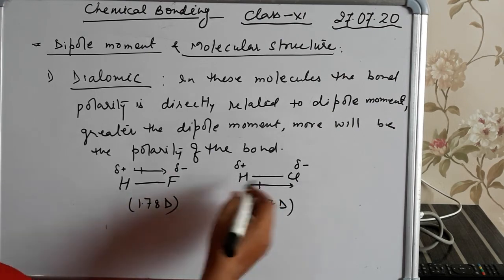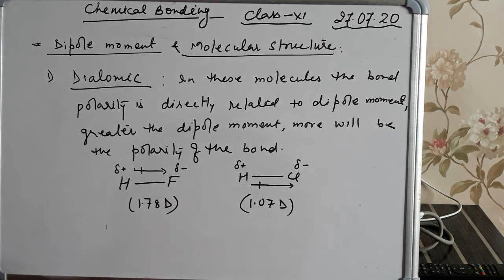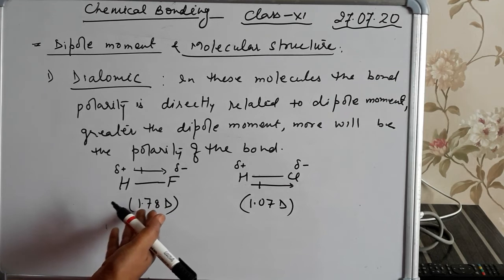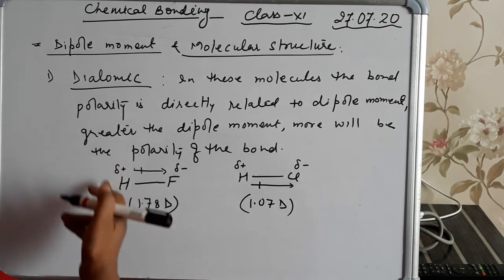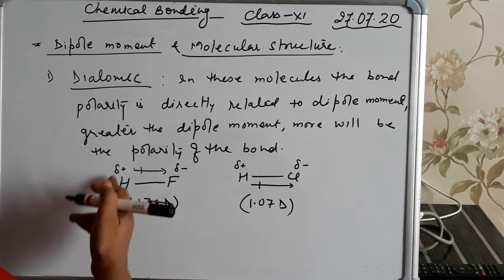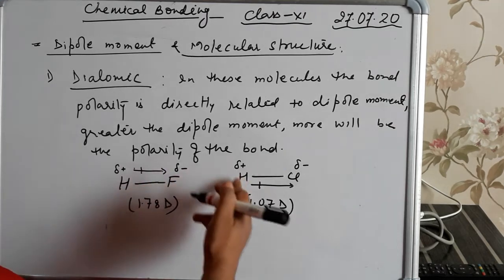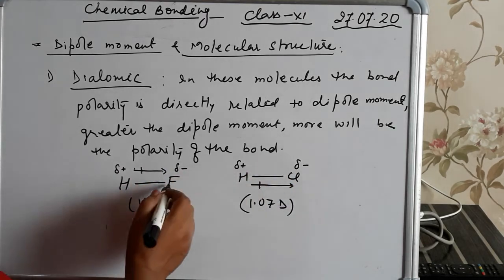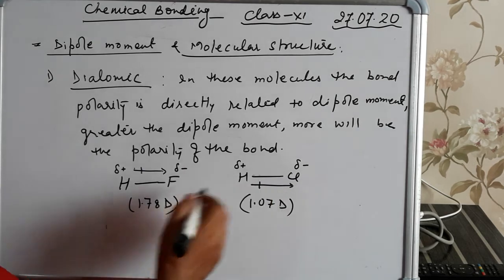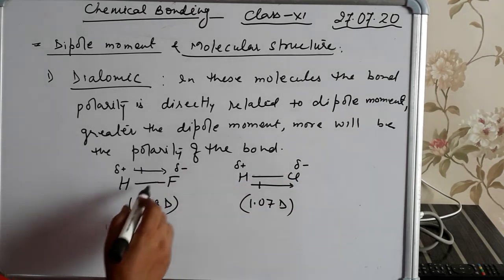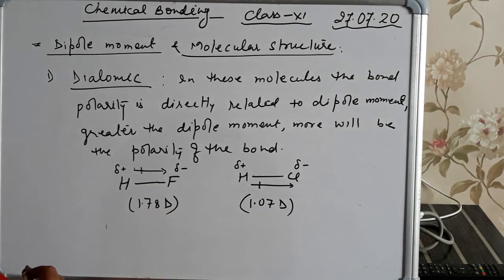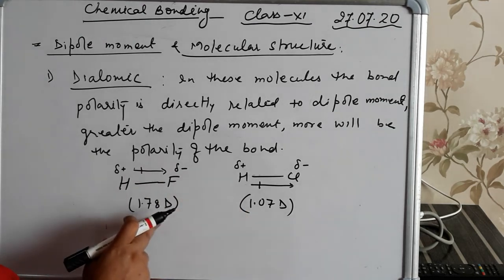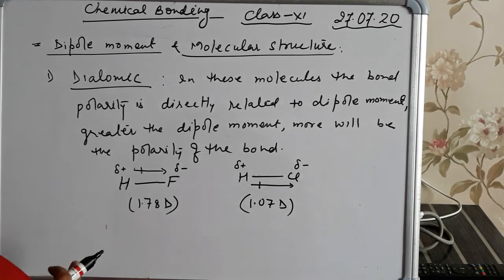So here we can easily arrange in increasing or decreasing order of their dipole moment. Their dipole moment is 1.78 because this bond polarity is greater than the bond polarity of this molecule, because fluorine is more electronegative than chlorine. So obviously their bond polarity will be more than chlorine. So here we can explain easily, greater the dipole moment, more the bond polarity.